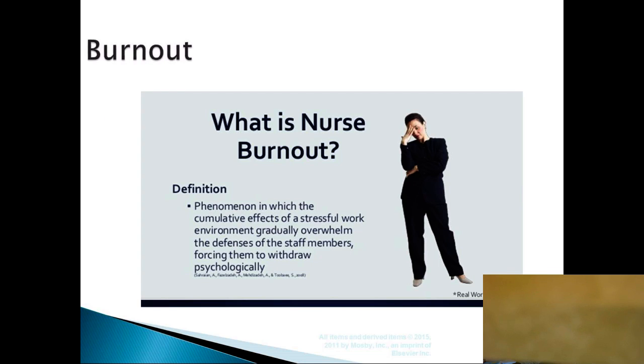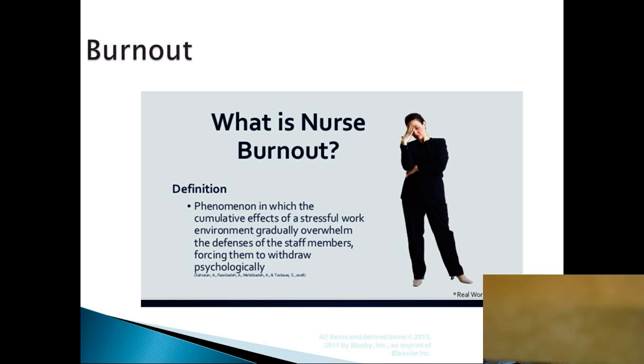So burnout, what is burnout? Burnout is not an objective phenomenon. It's a perception of stressors, and they are mediated, and a level of adaptation by the individual are important. It's a phenomenon in which cumulative effects of a stressful work environment gradually overwhelm the defenses of the staff members, forcing them to withdraw psychologically.